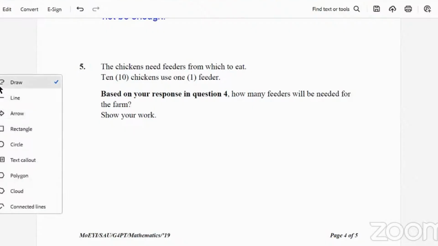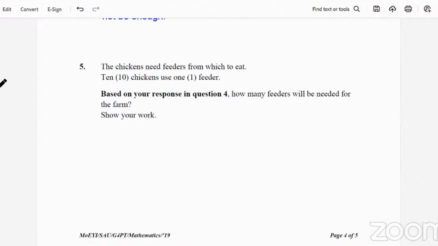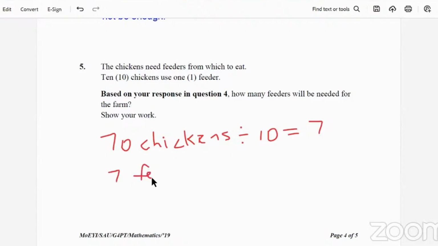All right, let me get back to my writing. So what we would do is, we'll have 70 chickens divided by 10, okay? Because remember, 10 use one feeder, so we divide the chickens into groups of 10, okay? And that equals 7. So 7 feeders will be needed.